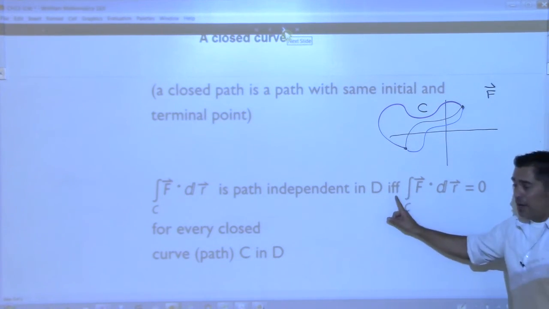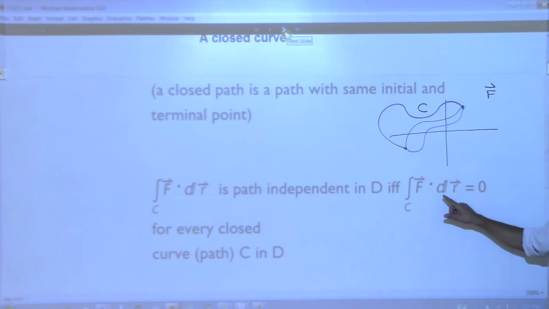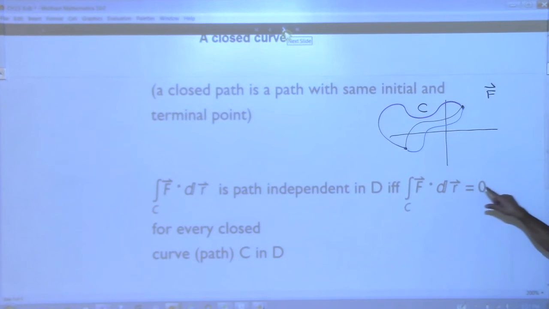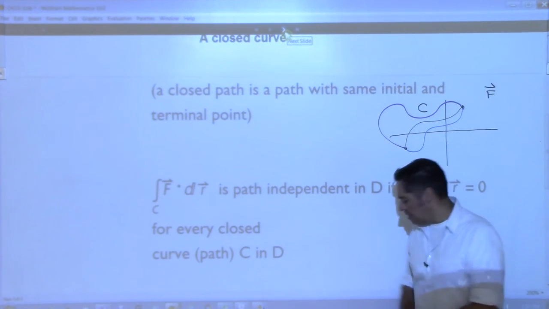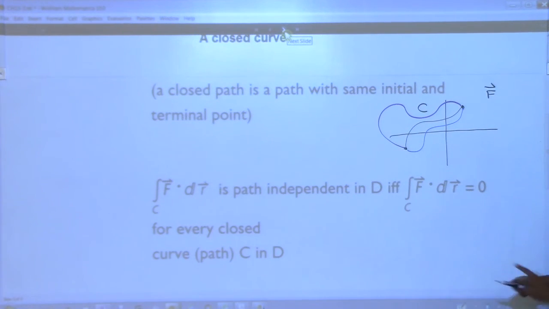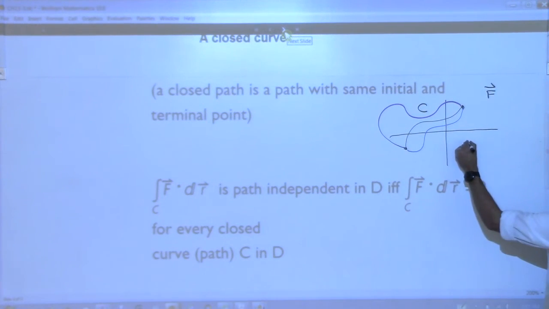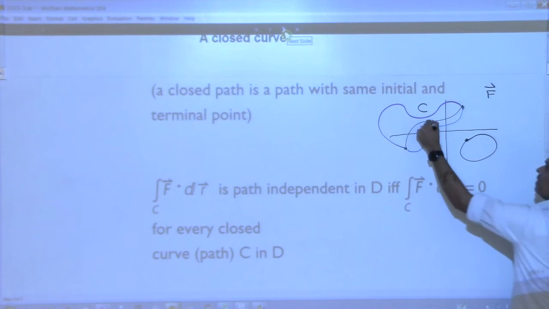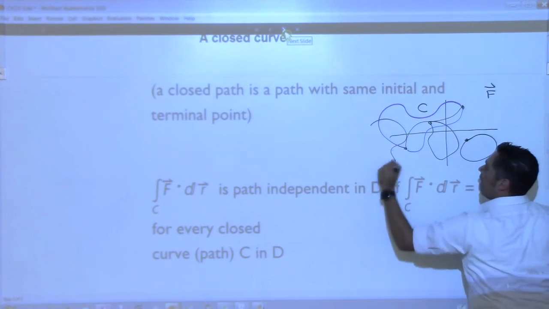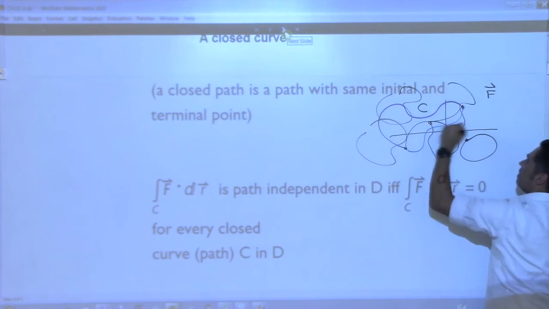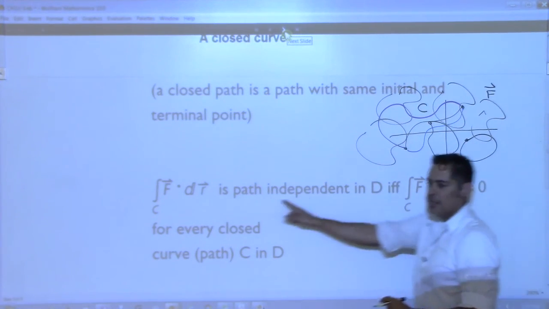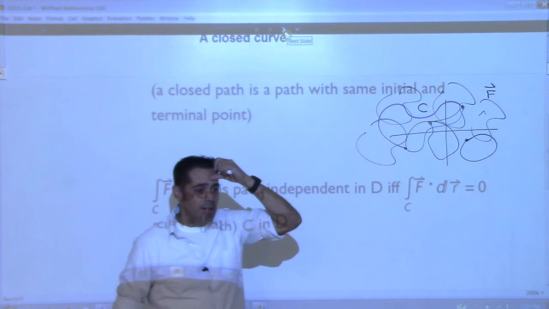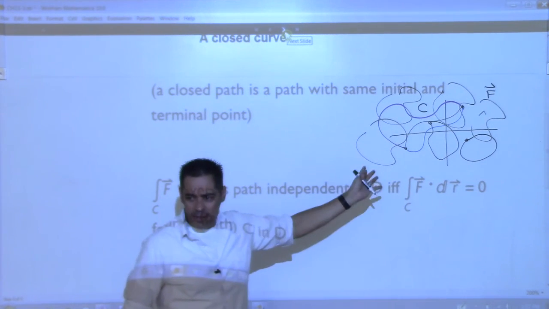If and only if every single time I do this line integral, I get 0 for every closed curve in here. That means if I could check every single possible closed curve in here, every single one, and every time I did it I got 0, then I can say that the path doesn't matter anymore. That's like impossible to do.